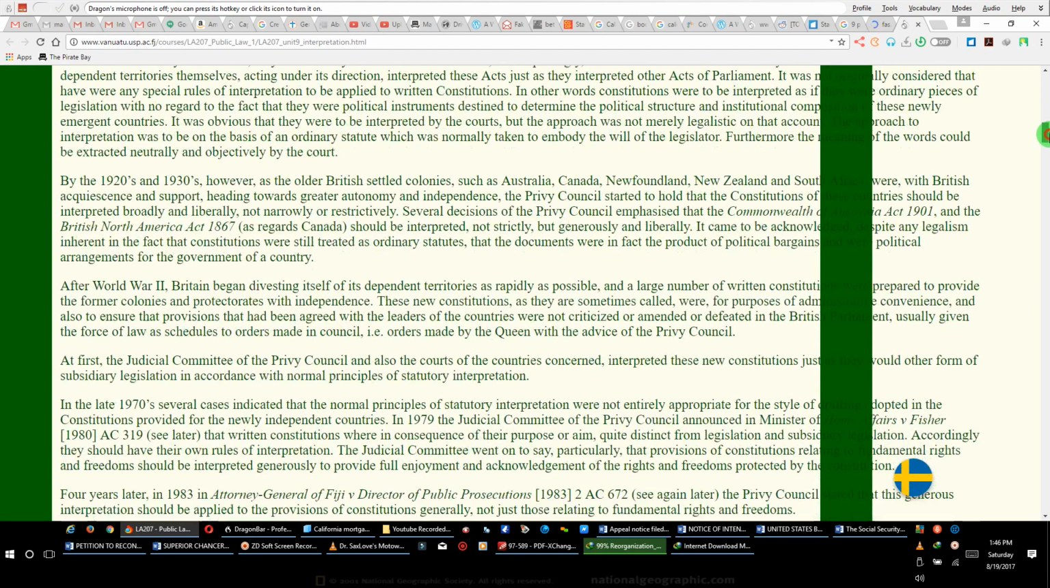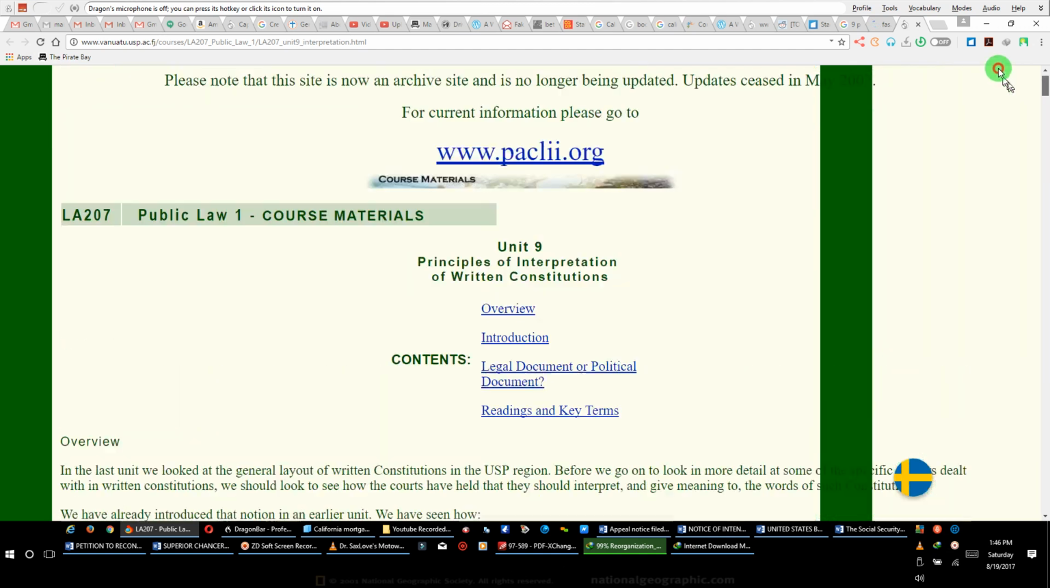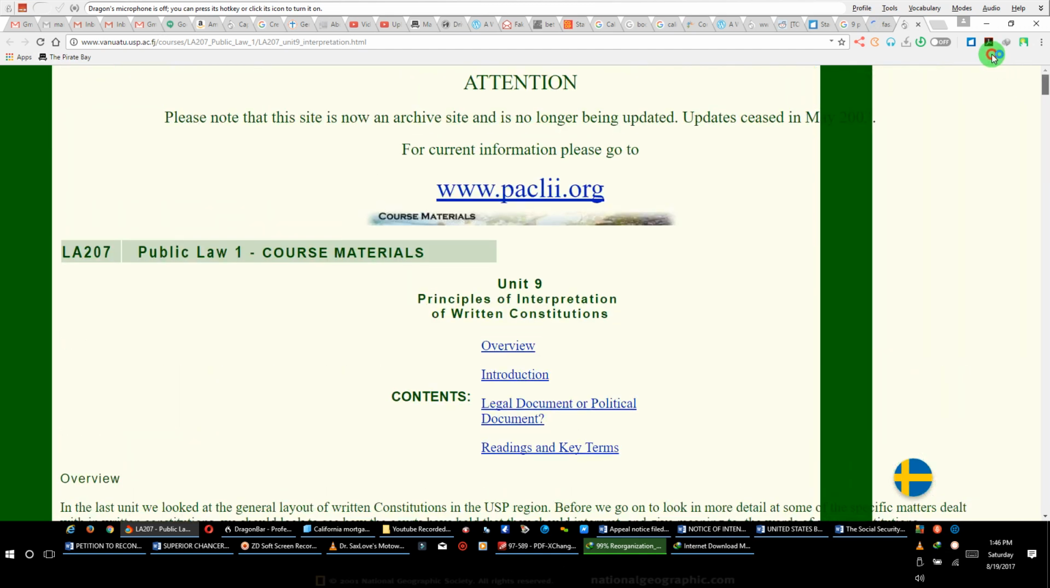Okay. I'm looking to see Constitution Statutory Direction of Interpretation. Common Law Principles of Generous Interpretation in Written Constitutions. Current Principles of Common Law Principles of Interpretation, Generous and Flexible. Ladies and gentlemen, I'm not going over this document, but I would strongly suggest that you go to this page and take a look at this, those of you who have an interest.